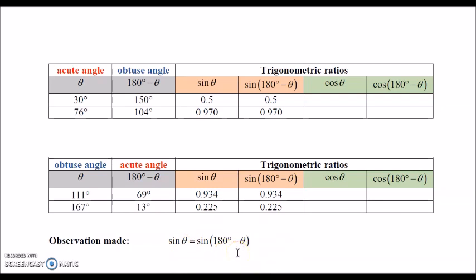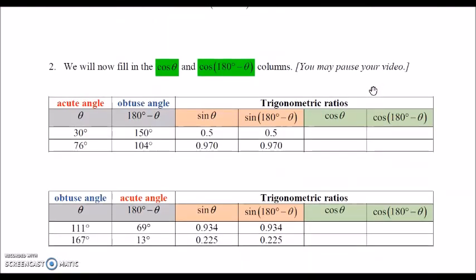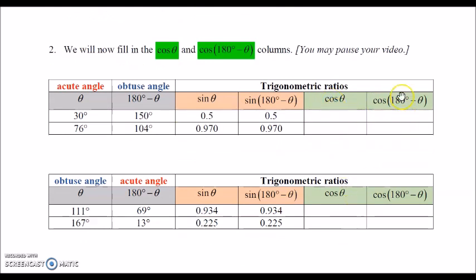So maybe now we can actually do the same for my next two columns, for my cosine theta and my cosine 180 degrees minus theta. So right now we will fill in these two columns. In a similar manner, after listening to the instructions, you may pause the video to make use of a calculator to key in the values and to record the readings. So in this case, for example, for cosine theta, I'm going to key in on my calculator cosine 30 degrees. Same reminder, make sure that your calculator is in your D mode, your degree mode.